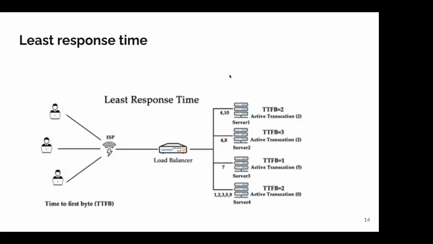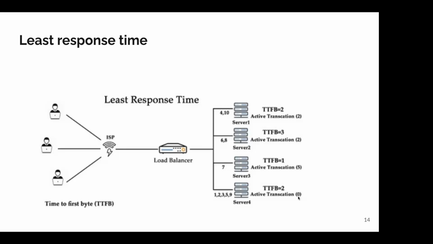Okay, this is least response time. This takes 2 parameters into account, which are the active connections and also the response time. Here, the response time is represented as time to first byte, and active connection is represented as active transaction. So first you can see the TTFB is 2 for server 4, and active transaction is 0. So the first 3 requests go to server 4. Now the active transaction would become 3 here, right?